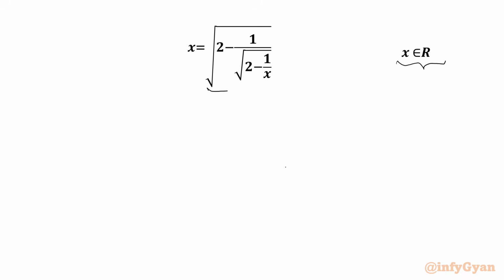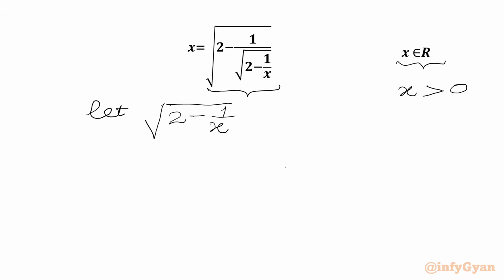Now we have a square root in the RHS, so a square root must be positive. We will write: for x to be real, x should be positive. Now we will use substitution. Let us say the square root of 2 minus 1 over x equal to y. So y must be positive for x to be real. Now we are going to put this substitution into our equation. We will get x equal to the square root of 2 minus 1 over y.